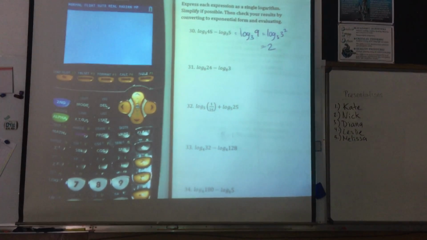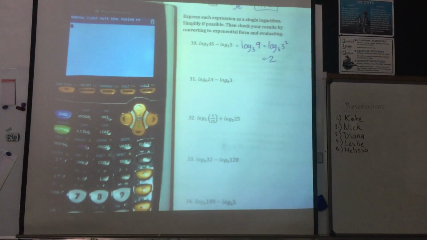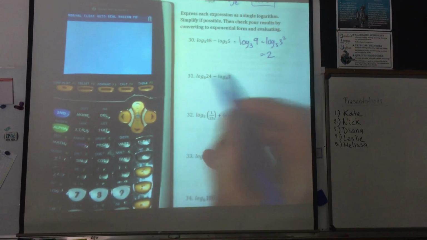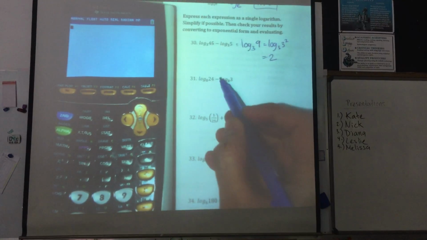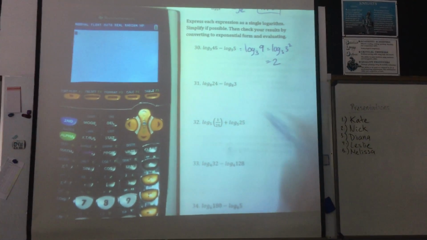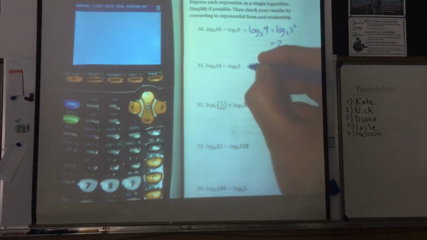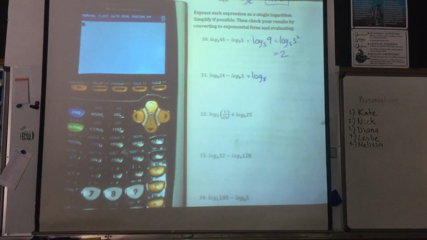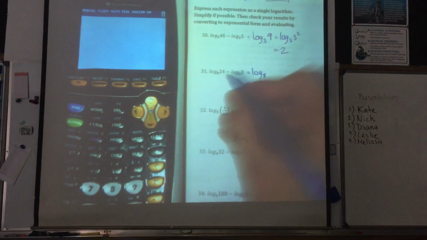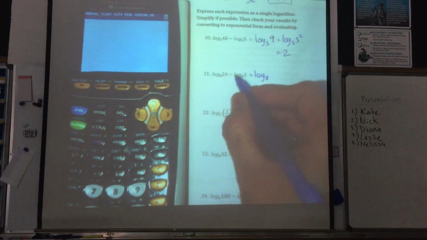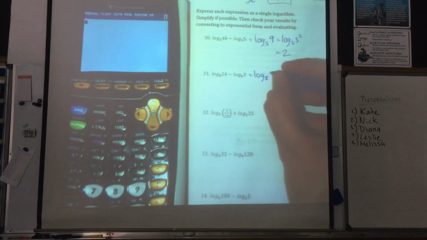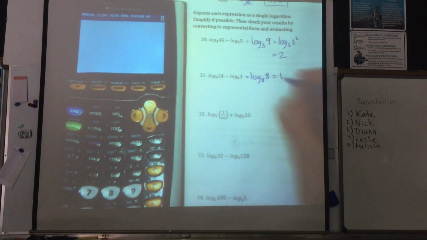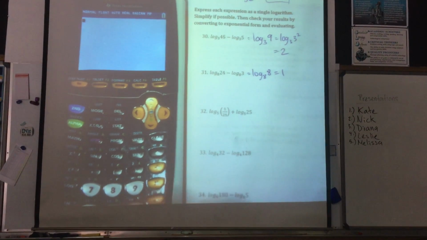31. Log base 8 of 24 minus log base 8 of 3. Once again, I notice that they have the same base. I see subtraction, so that to me means division. Divide the arguments. They don't have anything in front, so if there's no coefficient in front, you can put them together. We're going to put them together as log base 8, keep the same base, and then 24 divided by 3. Divided because it's minus. If this was plus, I would multiply. So 24 divided by 3 is 8. And isn't that convenient? Log base 8 of 8 is just 1. Right? When the base and the argument match, it's just 1.